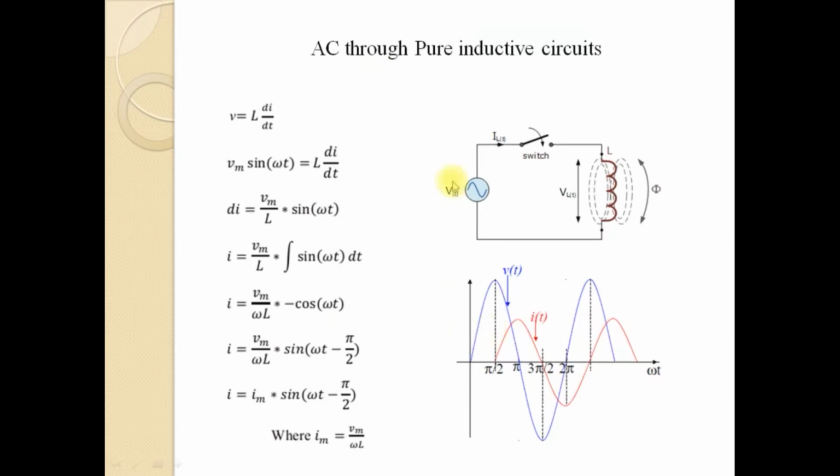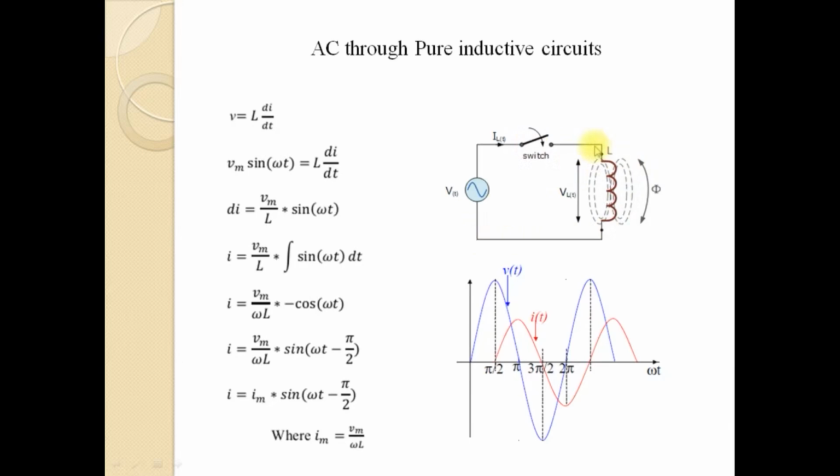AC through pure inductive circuits. A pure inductor means an inductor without any ohmic losses. In this circuit you can see that an alternating voltage source is connected across an inductor, and when the switch is closed, an alternating current will be set up in this circuit.